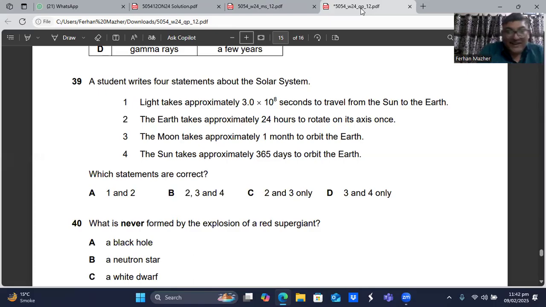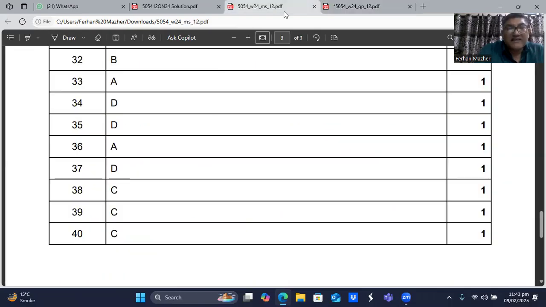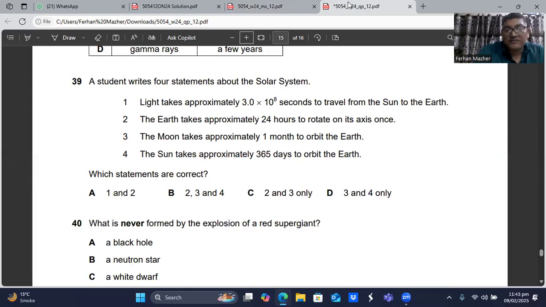The second option is right. The moon takes approximately 1 month to orbit the Earth. That is also right. The sun takes approximately 365 days to orbit the Earth. That is wrong. The sun does not orbit around the Earth; Earth orbits around the sun. So the second and third ones are correct. Which statements are correct? Second and third. C looks the best option to me, sir. Question number 39, C is the right option.